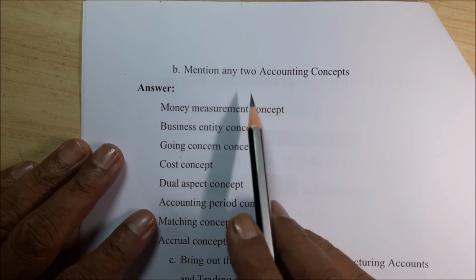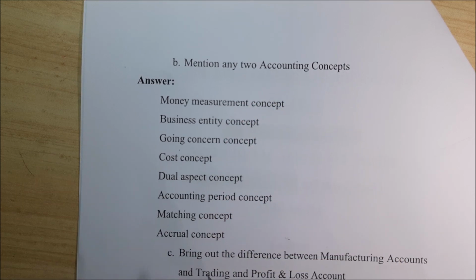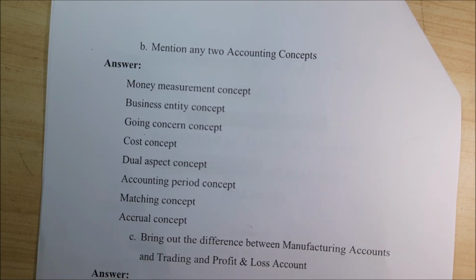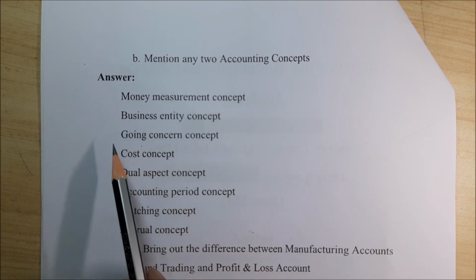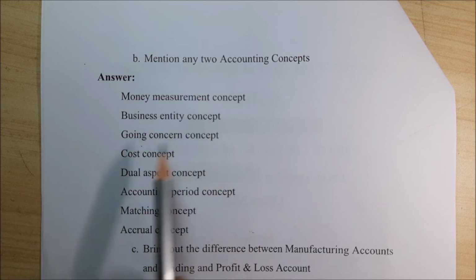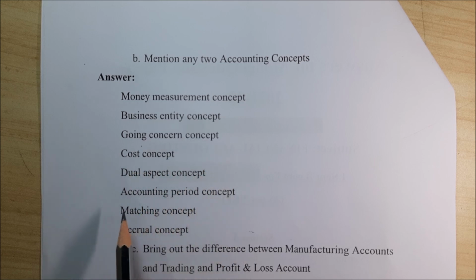Mention any 2 accounting concepts. There are so many. I hope you know accounting concepts and conventions, right? Without concepts you cannot do anything. Money measurement concept, business entity concept, going concern concept, cost concept, dual aspect concept, accounting period concept, matching concept, accrual concept. You can say that several concepts are there.